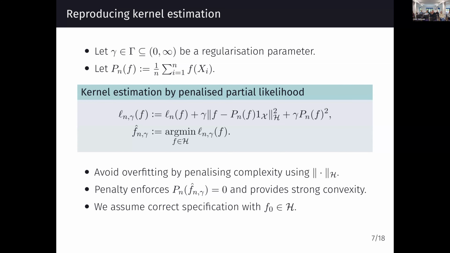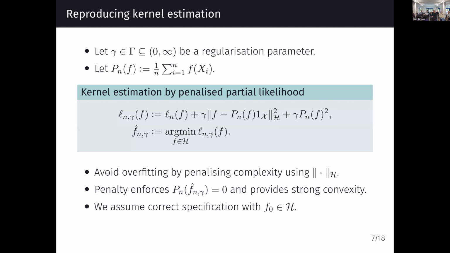So again, this H norm controls the complexity. When gamma is large, we care a lot about the complexity, and we're going to fit very simple models. When gamma is small, we're not so concerned about the complexity, and we can fit a complicated model that fits the data really well.